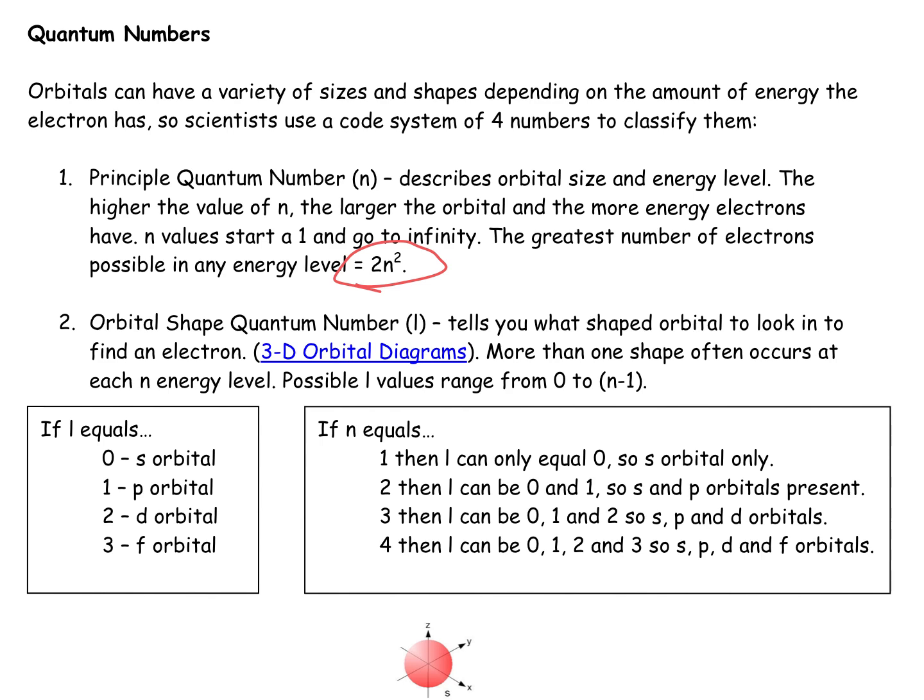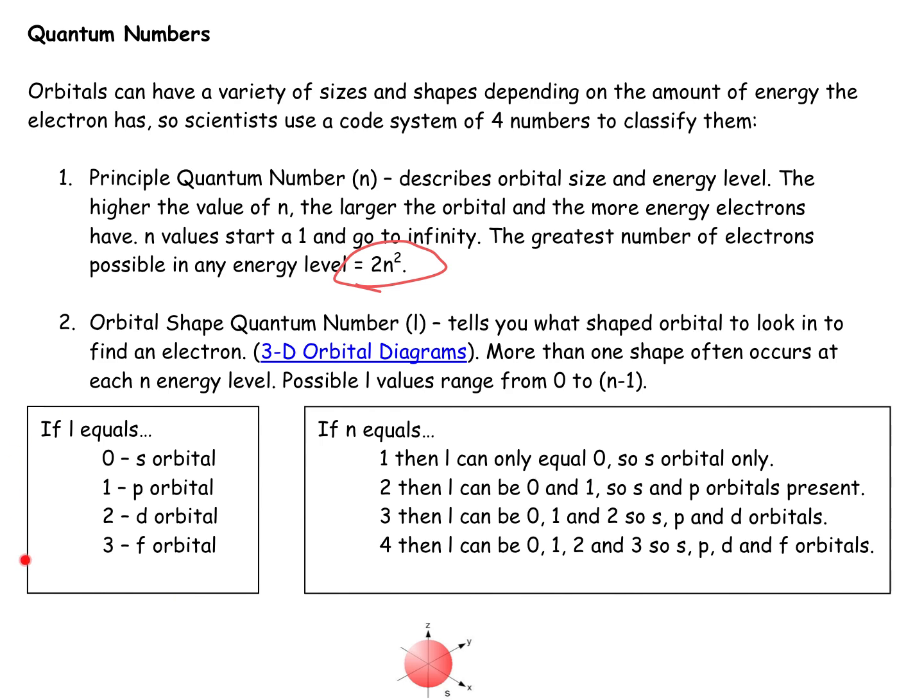The second quantum number is called the orbital shape quantum number, and it's notated with an l. What that does is it tells you what shape the orbital is. And over here on the side, we have the code. If you have an s orbital, Schrödinger coded it as l equals 0. P orbital, l equals 1. A d orbital, l equals 2. And an f orbital, l equals 3.